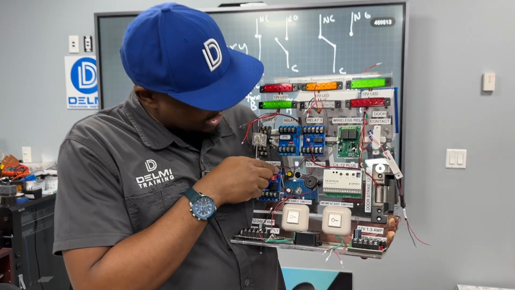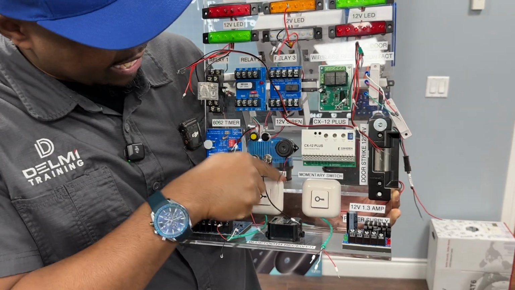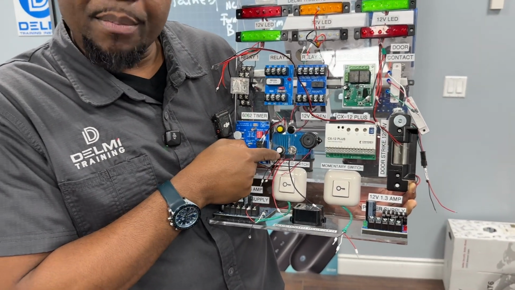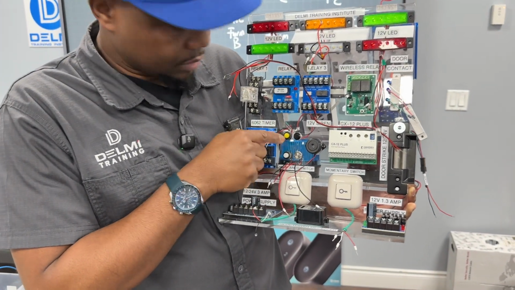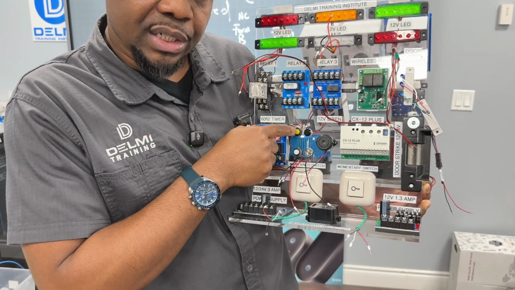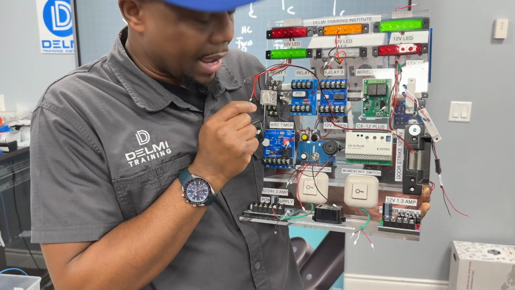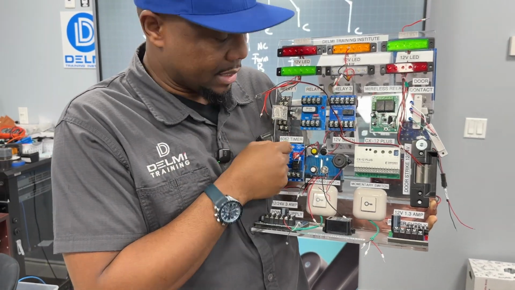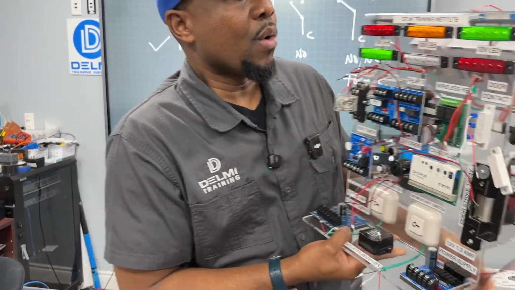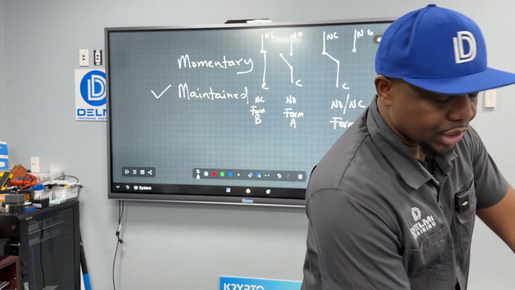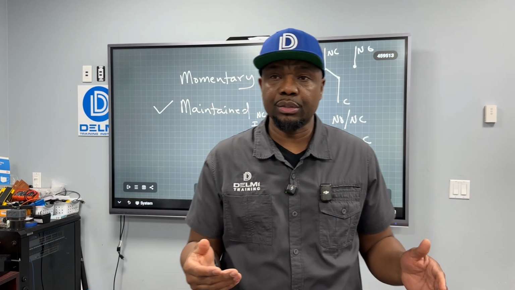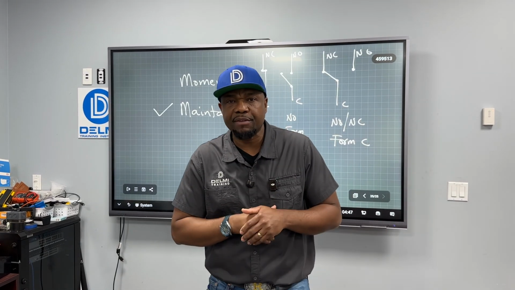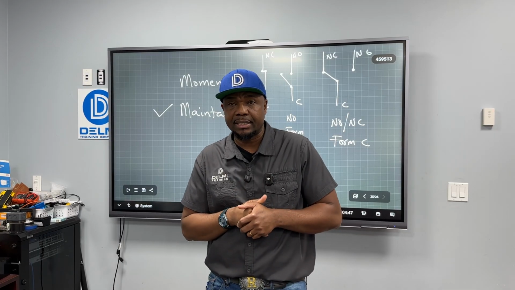You could also see we have different types of switches that are here, and they come in momentary and maintained as well. So when I push it, it stays. When I push it back again, it comes back out. So maintained, momentary. What happens if you do not know how to check to see if it's a momentary or a maintained?